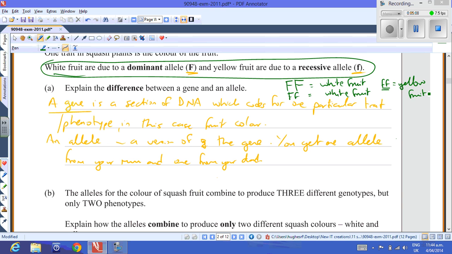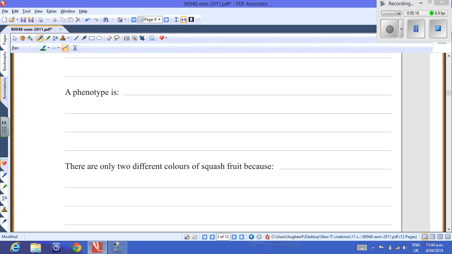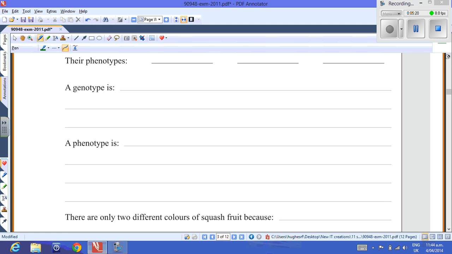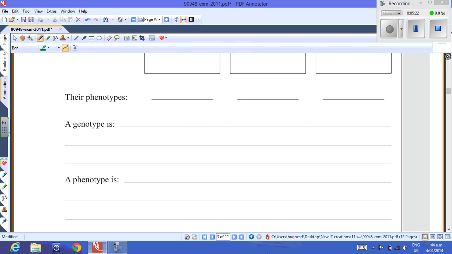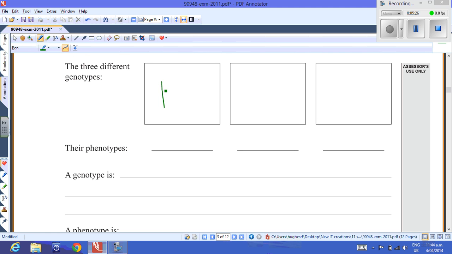They tend to always ask about the origin of recessive traits throughout generations. So if I go back now to my setup right here, the 3 possible genotypes are laid out nicely in these big boxes. They were capital F, capital F; capital F, small f; and small f, small f.